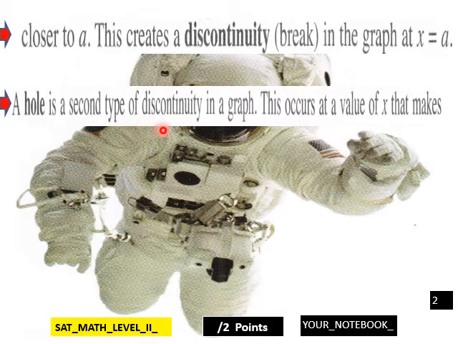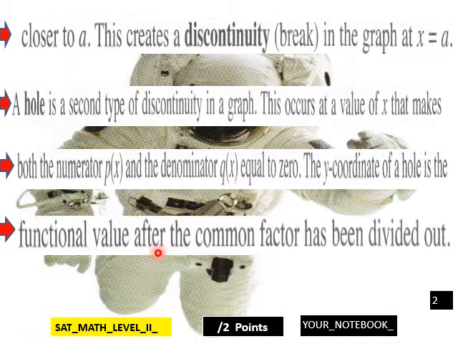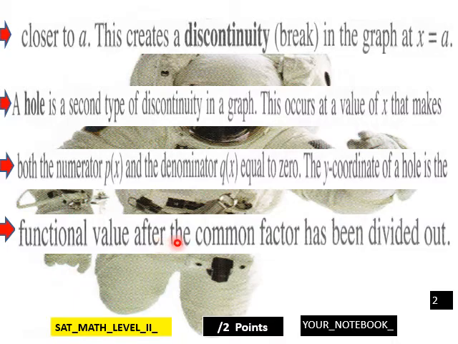A hole is a second type of discontinuity in a graph. This occurs at a value of x that makes both the numerator p of x and the denominator q of x equal to 0. The y-coordinate of a hole is the functional value after the common factor has been divided out.